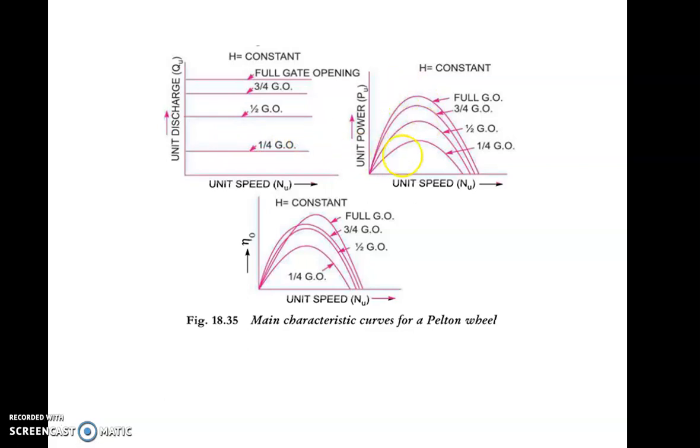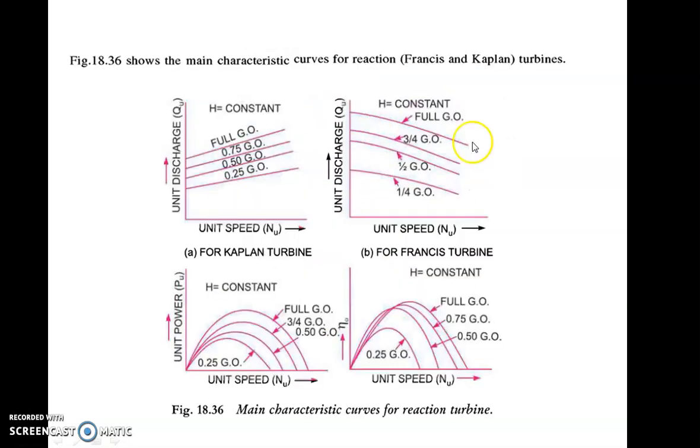Similarly, power versus speed and efficiency versus speed. These are the nature of the graphs that you should get while performing the experiment. This is the main characteristic curve for a Pelton turbine. These curves you should obtain from the Pelton turbine and check against them. Next, you can get the main characteristic curve for a reaction turbine.